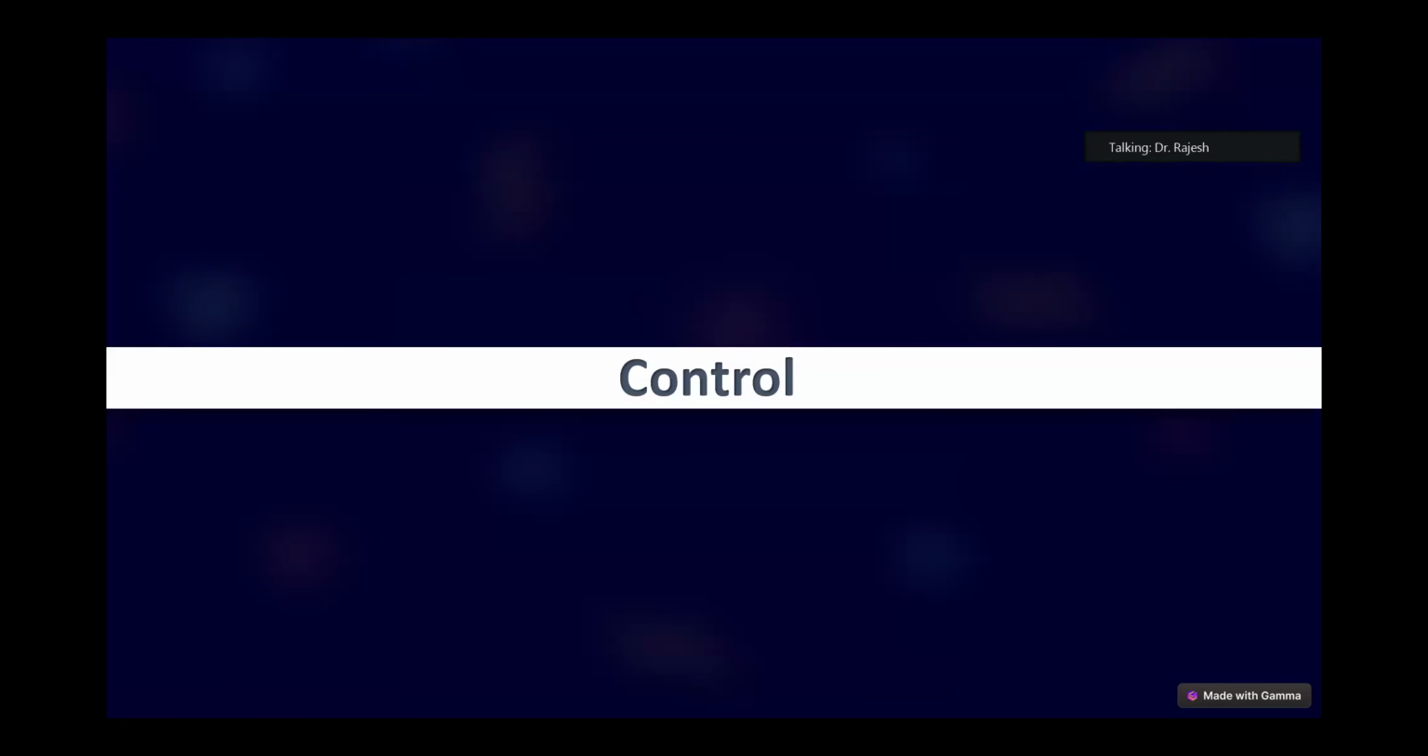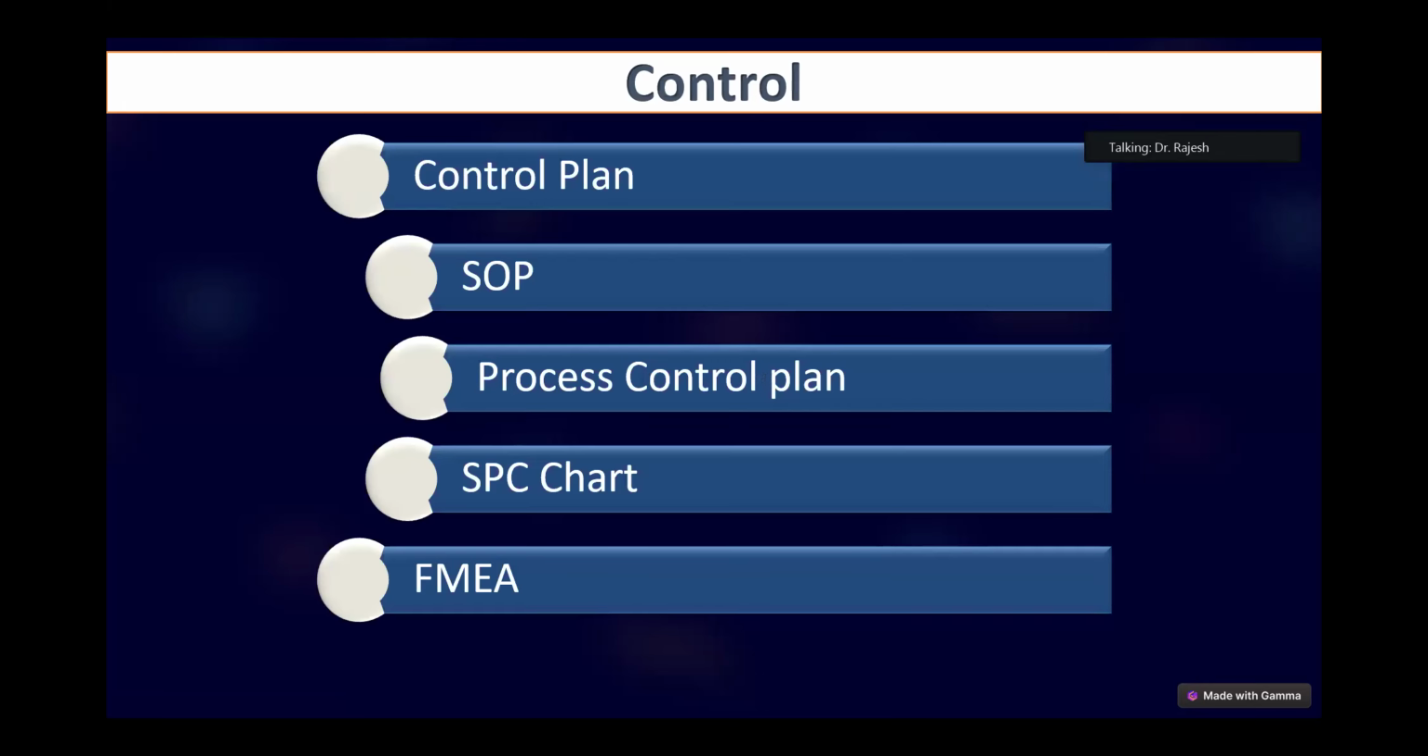DMAIC's Control is our final step. Here, whenever there is a control, you have a control plan, and you have to maintain it. For that control plan, you create an SOP, and in the SOP you list down all the process control plans. The control plan is the overall plan. For example, I am going to solve my complete denial problem; that is my control plan. In that, how I am going to stop my missing modifier is my process control plan.